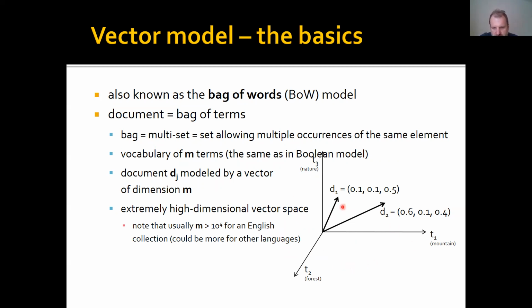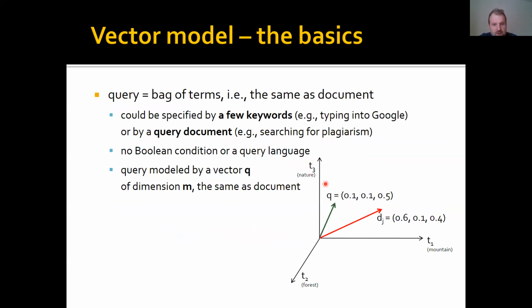So this is the general picture of how it might look. We have document 1 and its vector, document 2 and its vector. And this is only 3 dimensions because we suppose we have only 3 terms: mountain, forest, nature. But in reality, we have thousands and tens of thousands of words, but I can draw only 3 in the slide. Okay. The query, and this is the difference to Boolean model, is also a vector.